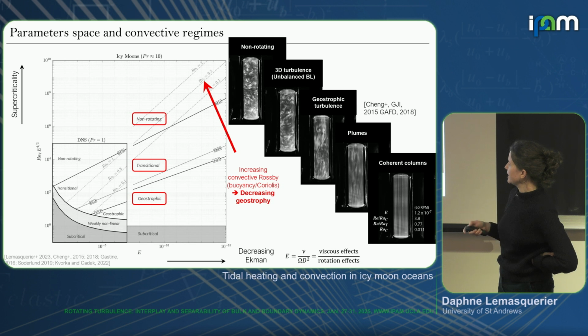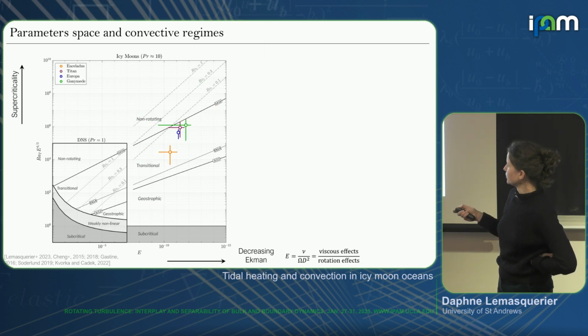You can try to estimate where these icy moons would fall. And if you do these estimates, they would fall, annoyingly, in this kind of transitional regime. In particular, Europa, Titan, and Ganymede would be less rotationally constrained than a moon like Enceladus. Of course, we can't do this in DNS, so we have to pick more moderate Ekman and Rayleigh numbers.